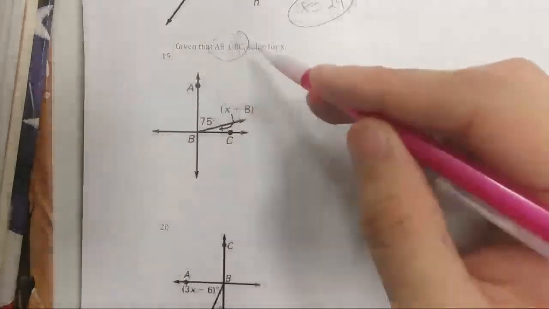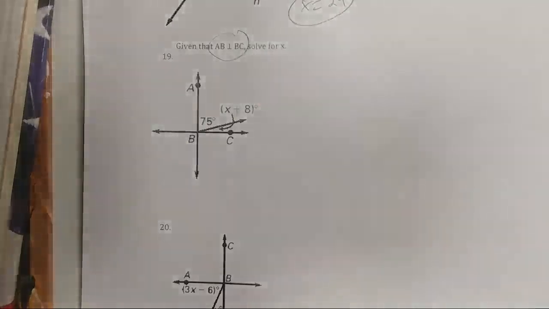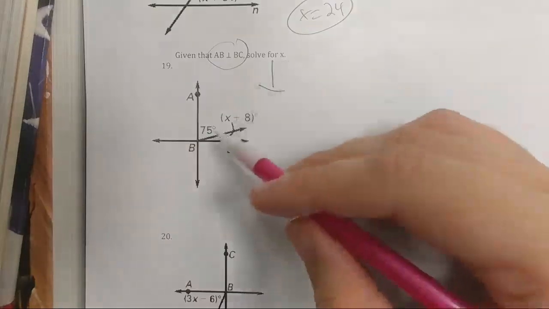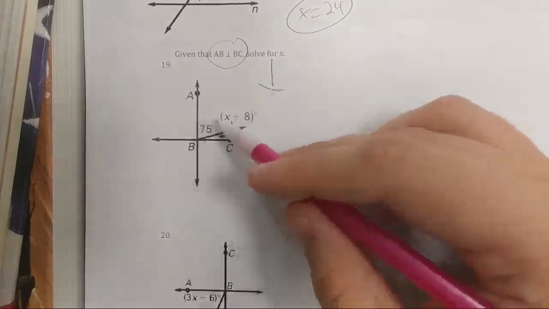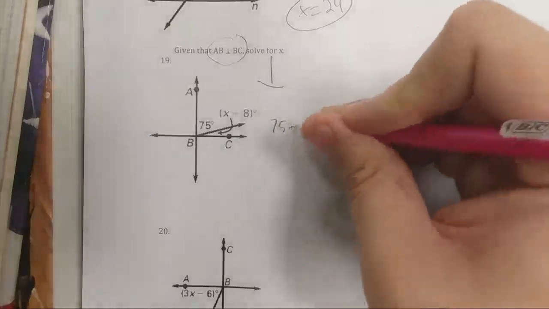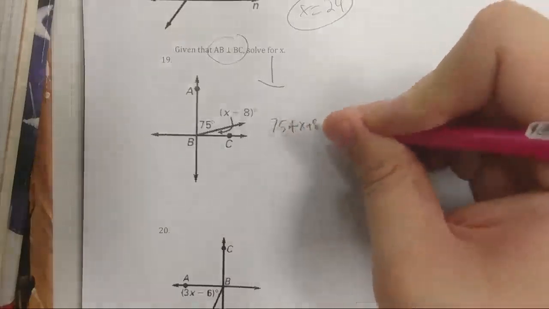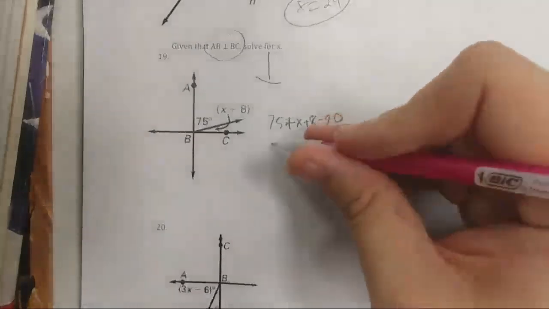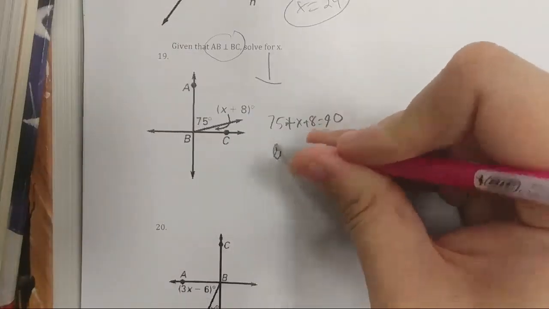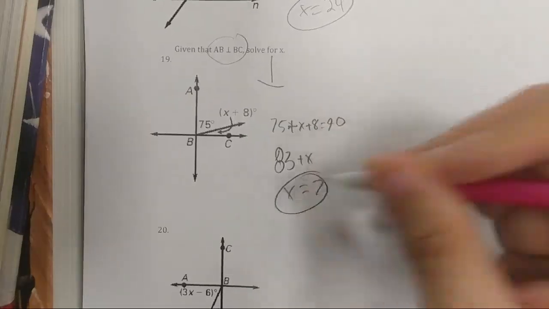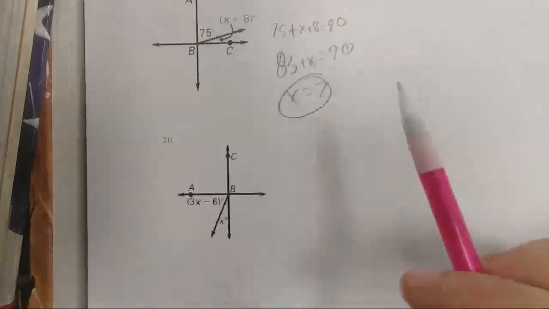Given that they're perpendicular, this symbol right here means they're perpendicular. Find x. If they're perpendicular, that forms a right angle. Since it forms a right angle, 75 plus x plus 8 equals 90. So that's 83 plus x equals 90. Okay, so x equals 7.